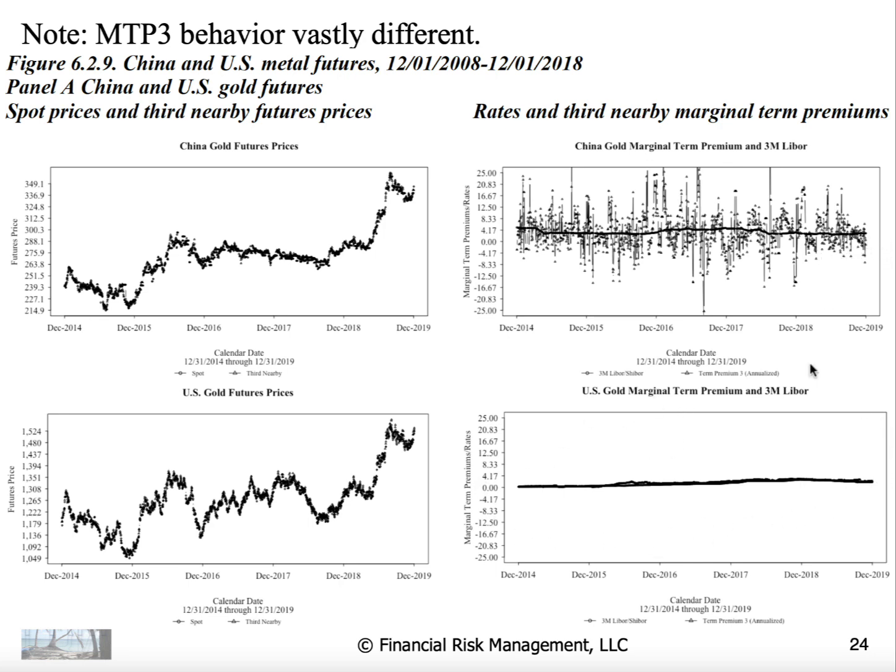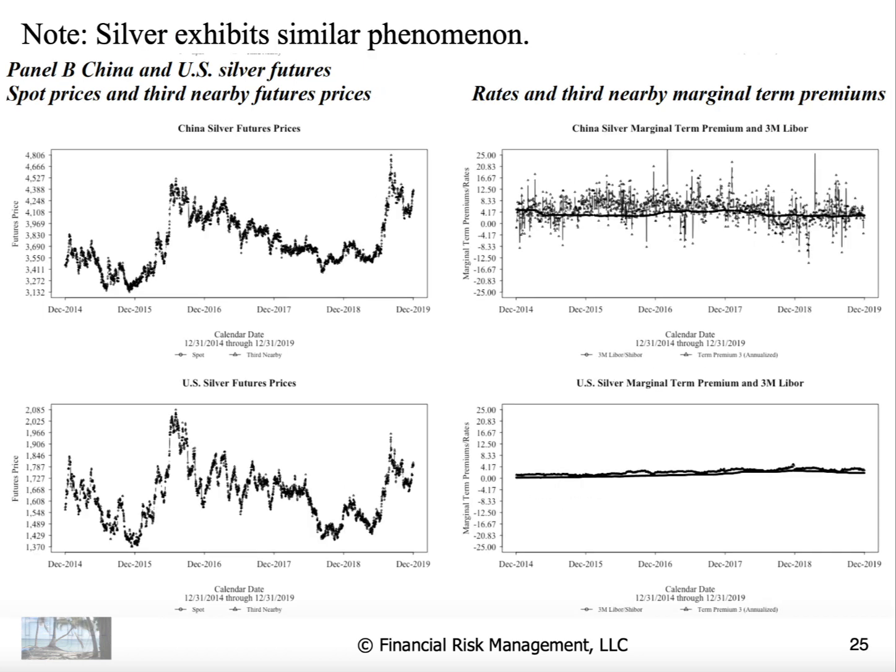If you and I were in China and we could do the arbitrage trades that U.S.-based arbitrageurs are doing with gold within the U.S., there would be literally millions of dollars to be made with reverse carry as well as with carry. But there are structural differences. There are a host of structural differences that cause arbitrageurs not to be active in the same way that they are in the U.S. Silver has the same sort of phenomenon in that there's a lot of noise in the marginal term premium in China, but that is non-existent in the U.S.